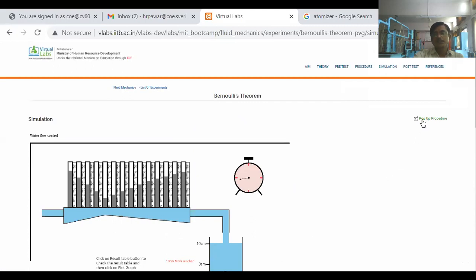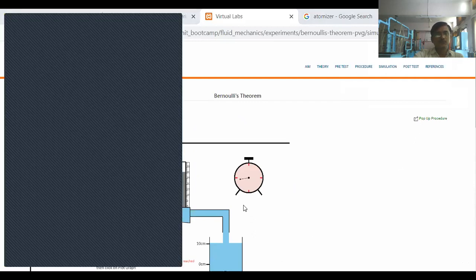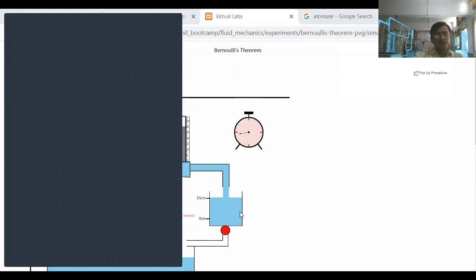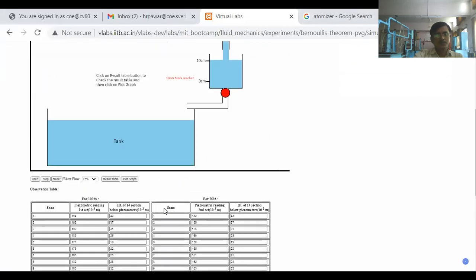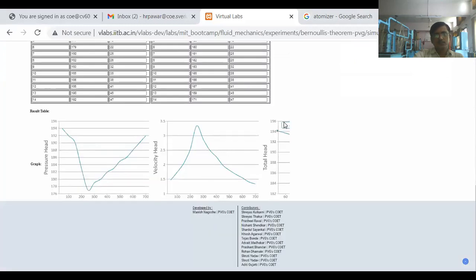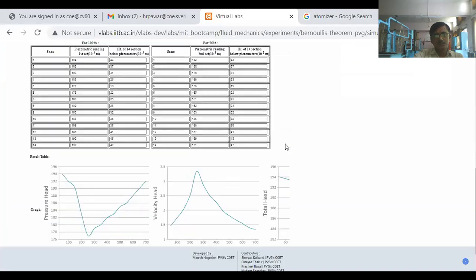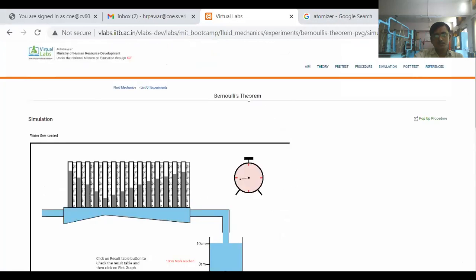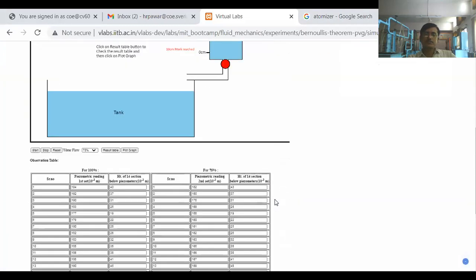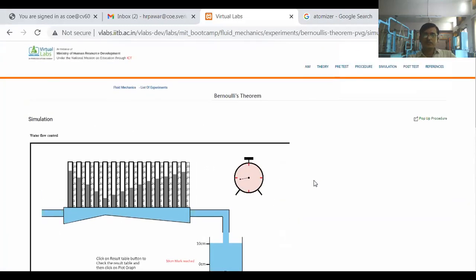Okay, let it be. So this is the procedure, it is popping here simultaneously. If you want to follow the procedure, but this graph we are unable to see. Okay, has everyone understood this practical, verification of Bernoulli's theorem?